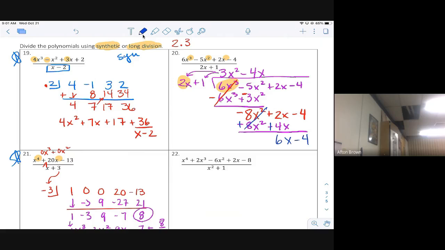I need to match that 6x, so I'm going to use a positive, and I don't need any more x's, so it's just going to be a positive 3. So 3x, 3 times 1 is 3. Oops, sorry.